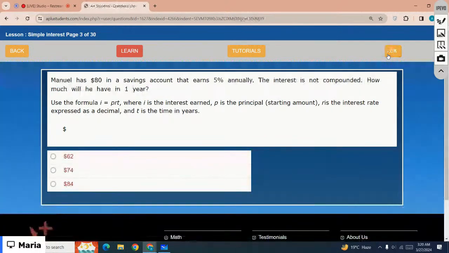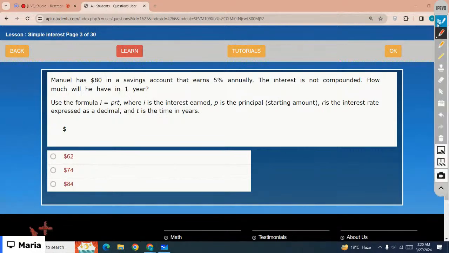Okay, Manuel has $80 in a saving account that earns 5% annually. The interest is not compounded. How much will he have in 1 year? Okay, let's see. Principal amount is $80. The interest rate is 0.05. You have to calculate after 1 year. So 8 times 5 is 40. That would be $4, right? So after 1 year, how much does he have in his account?